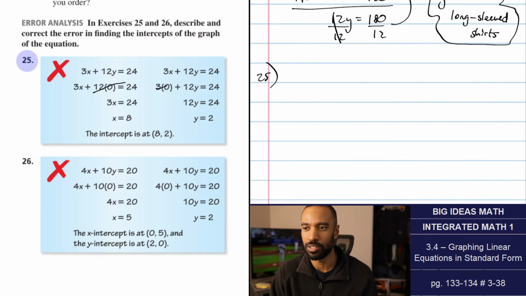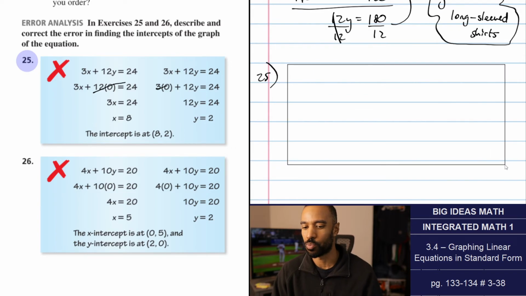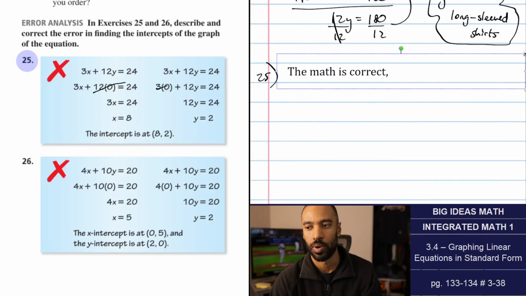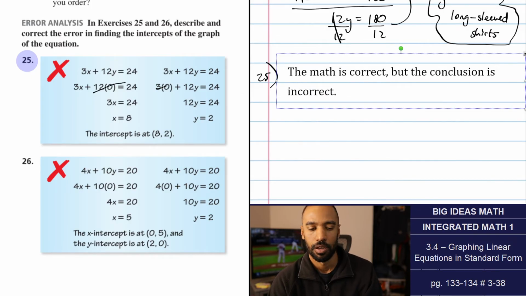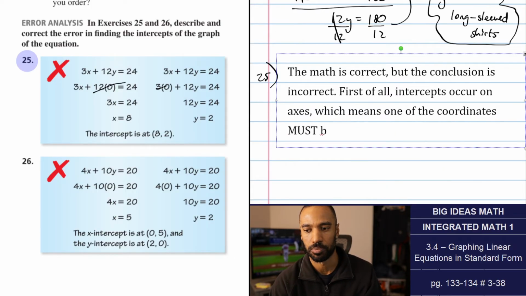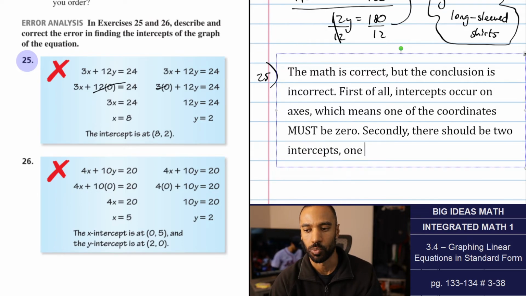Okay. Lot wrong with that. The math is right. The conclusion is wrong. They do that quite often. The math is correct but the conclusion on the intercepts is incorrect. First of all, intercepts occur on axes, x or y, which means one of the values must be 0. One of the coordinates must be 0. Secondly, there should be 2 intercepts, one for x and one for y.